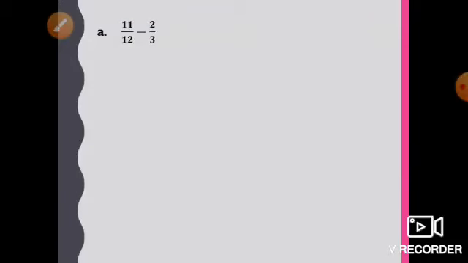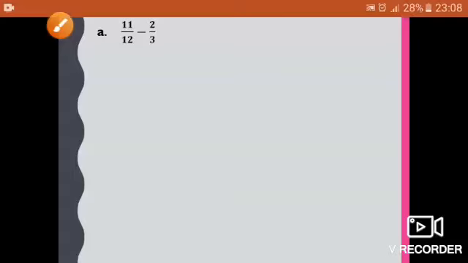Here you can see two fractions on the screen and you're supposed to subtract them. As we have discussed in addition of fractions, the first step is to take the LCM of both the denominators. And I told you about one quick method to get the LCM in case one number is divisible by the other one. Like here you can see that 12 is divisible by 3 and 12 is the bigger number in both the denominators. So 12 is going to be your LCM.